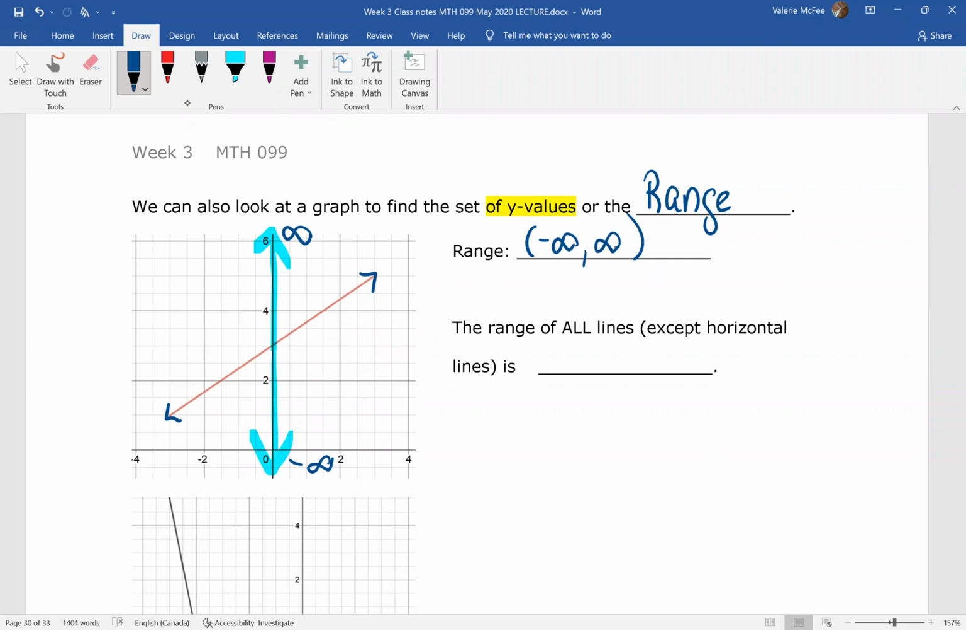The range for all lines except horizontal lines is the set of all real numbers. Because when I look at this line here, I can see that there's going to be a graph that corresponds to 1, 1.5, 2, 2.5, 3, 3.5. This graph goes up and down forever. It's going to hit all of those values of y.